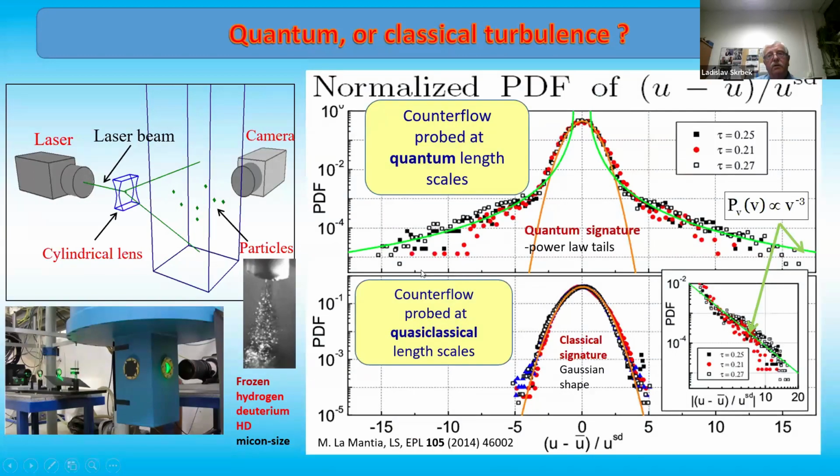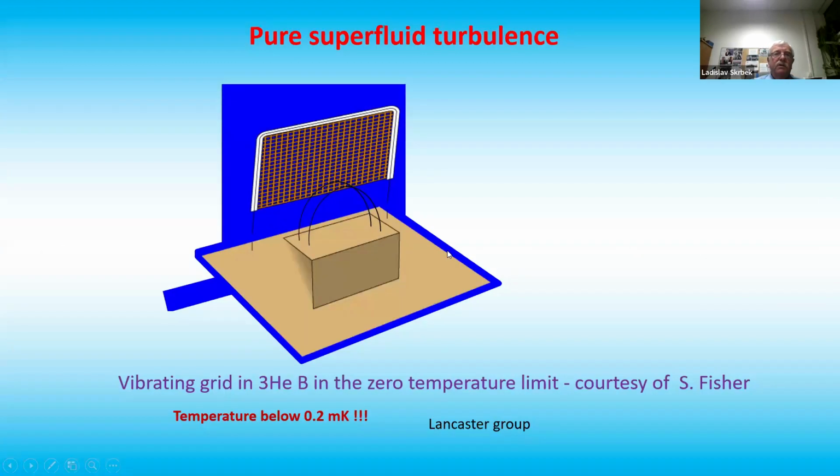And if you ask the question, are you quantum or are you classical turbulence, the answer which you get from the flow is twofold. It depends on which length scale you ask. If you ask on a classical length scale, you get a classical-like answer. So the probability density function of the velocity distribution will be of the form like in this lower picture. On the other hand, if you ask this question at a very small scale, then there is a clear difference, and the probability density function has these power law tails, and that's a clear signature of quantum turbulence.